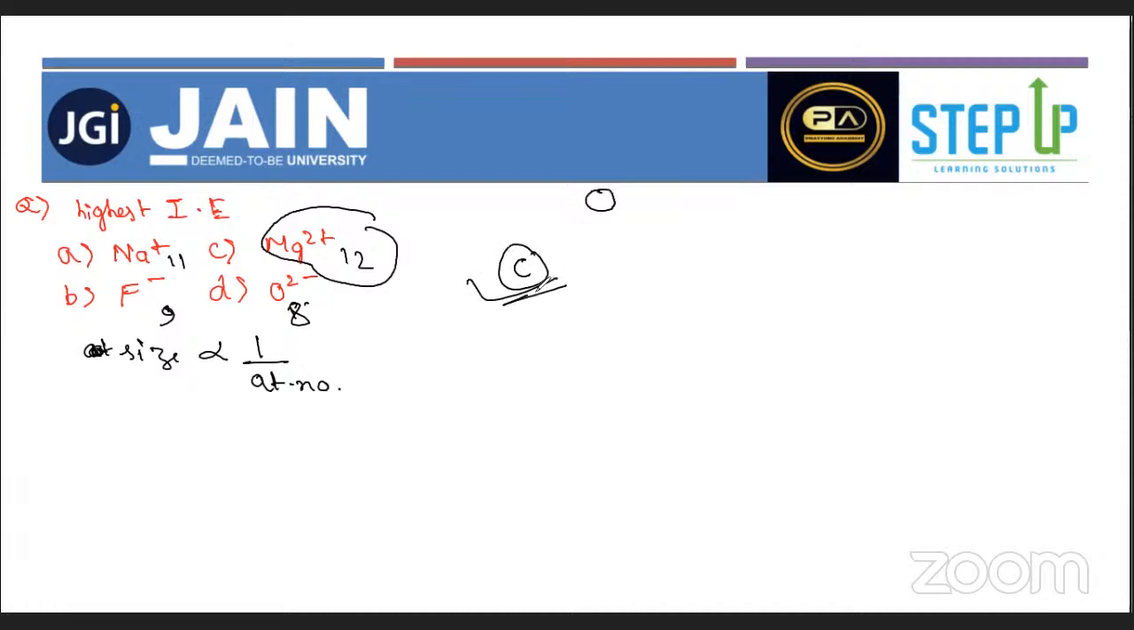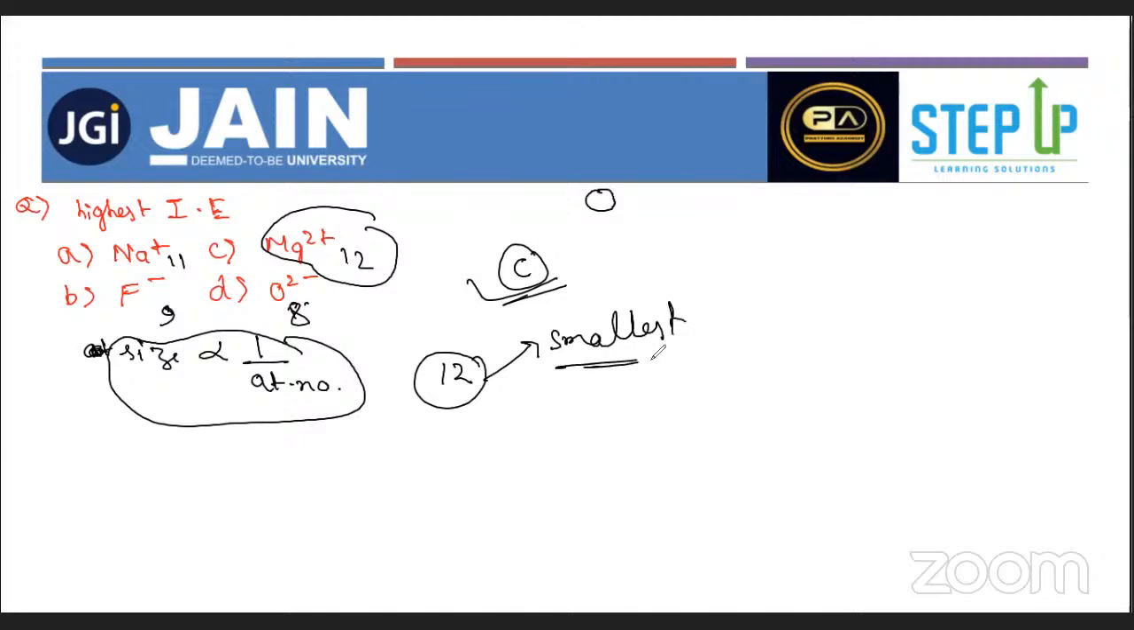Which will have the highest ionization energy? The one with the smallest size. Ionization energy means the size has to be small. Size small in the case of isoelectronic species, how will I decide? Size is inversely proportional to atomic number. So the one with 12, the highest atomic number, will have the smallest size. Smallest size means highest ionization energy, unless we have exceptions. So Neil, right answer.